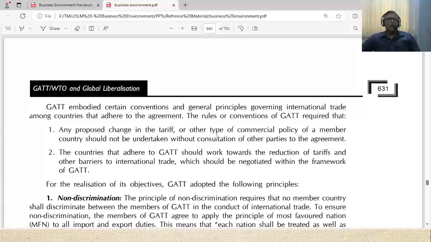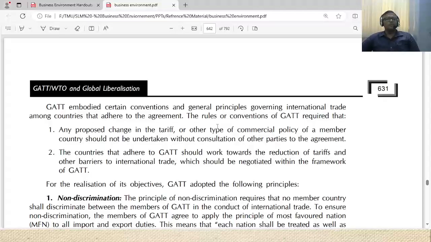Next, the GATT embodied certain conventions and general principles governing international trade among countries that adhered to the agreement. The rules and conventions of the GATT required that any proposed change in the tariff and other types of commercial policies of a member country should not be undertaken without consultation of the other parties to the agreement. Thus, the countries that adhered to the GATT should work towards the reduction of tariffs and other barriers to international trade, which should be negotiated within the framework of the GATT.